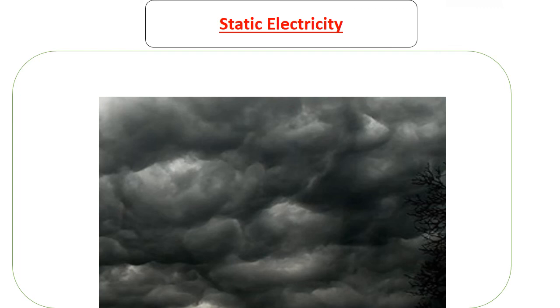Another situation is when the surrounding air is not charged. Charge might try to flow from the cloud which is charged to the surrounding air, and that is what we observe as lightning. So this is how lightning comes about. It is a result of static electricity.